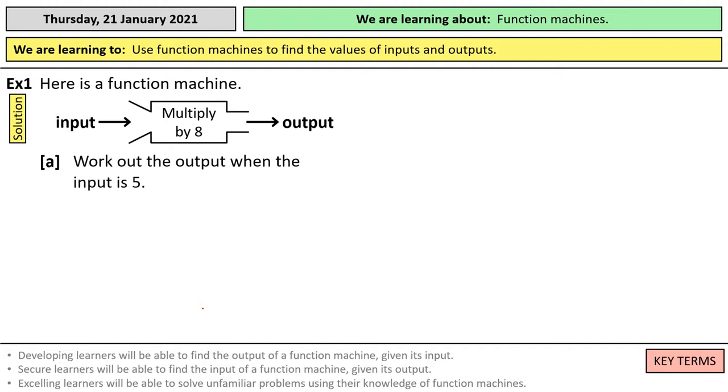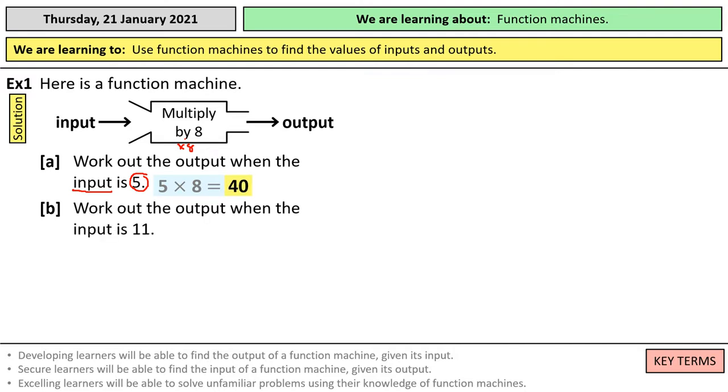So we have a function machine. It tells us that we have an input. Our operation is multiply by 8, so times by 8. And then we have our output. Have a look at this first question. Work out the output when the input is 5. It tells us that we're putting in 5 and we're going to have to deal with our operation. So if we're inputting 5, we do our operation, which is multiply by 8, which gives us an output of 40.